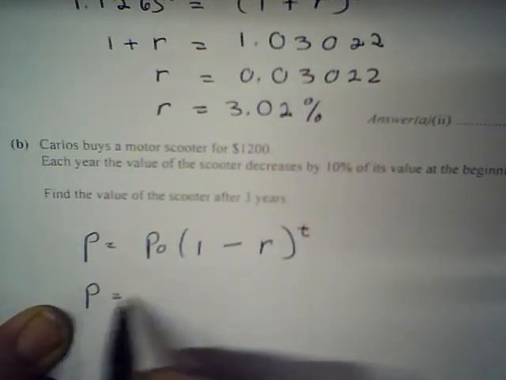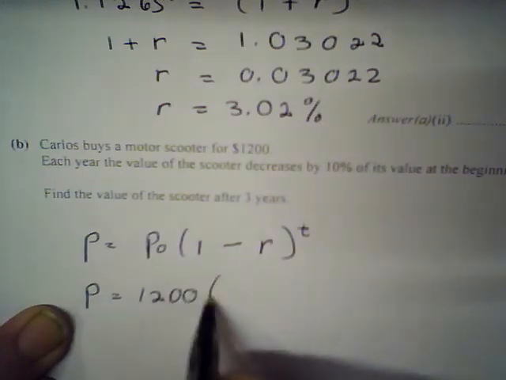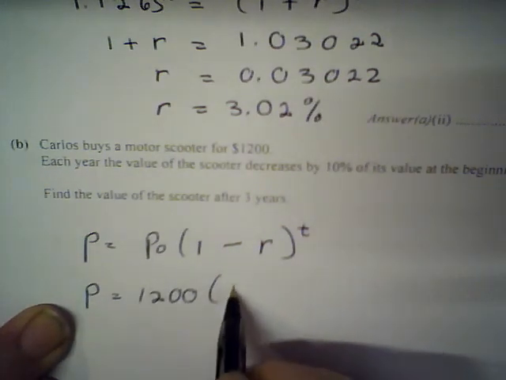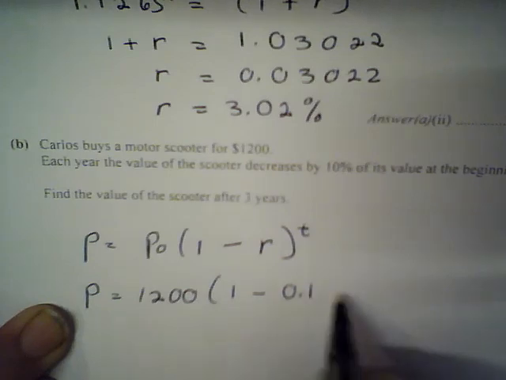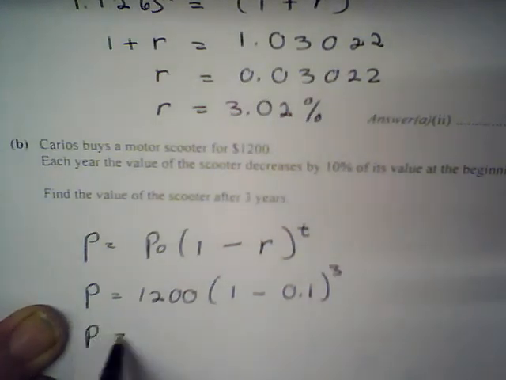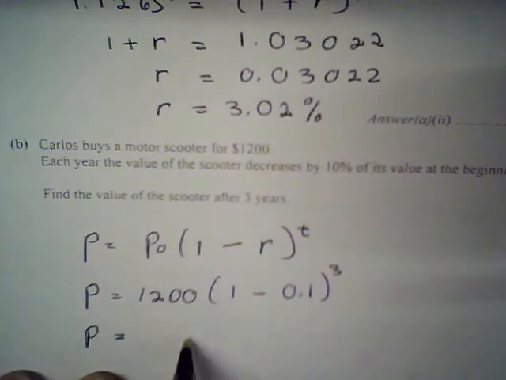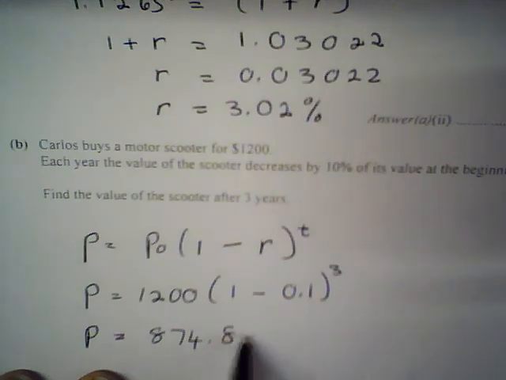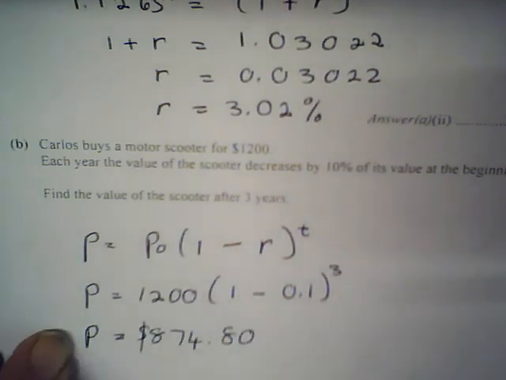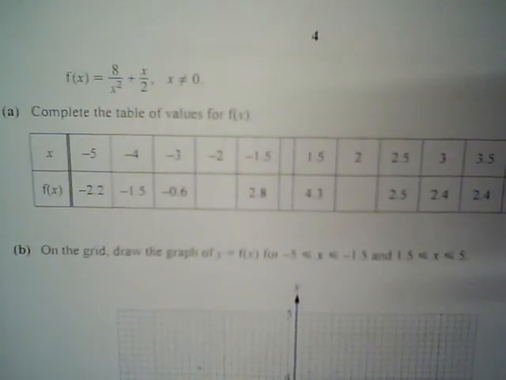P equals, and my initial principal amount was 1,200 times (1 minus 0.1) to the power of 3, since it's after 3 years. I just use my calculator, plug that in, and we get 874.80, and this is still dollars. Okay, good. So we're done with question two. Let's move on to question three.